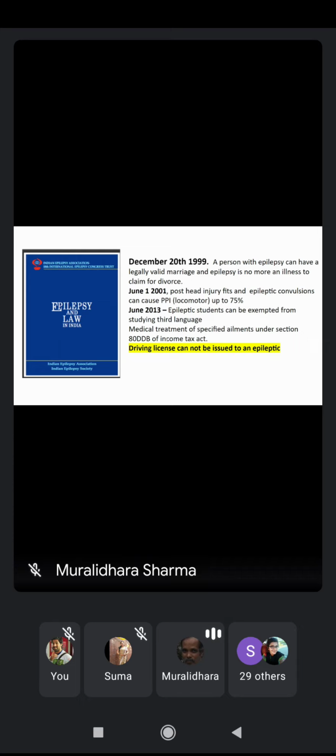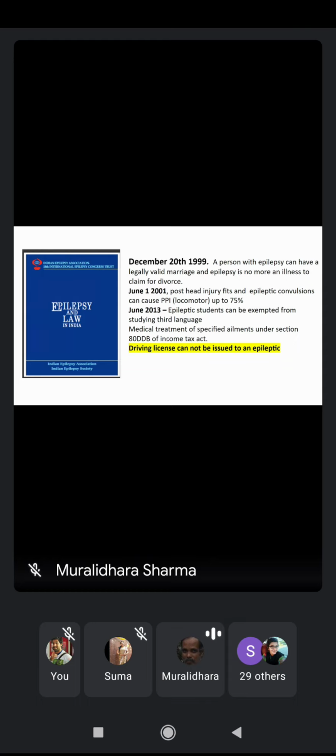So from December 20th, 1999, the law is changed. Many of the older textbooks may still have that clause, saying it could be a good cause for invalidity of the marriage, but that's not true now. Then patients who have post-head injury fits or epileptic convulsions can suffer permanent damage to the locomotor system, and hence those patients have to be considered a very careful asset.